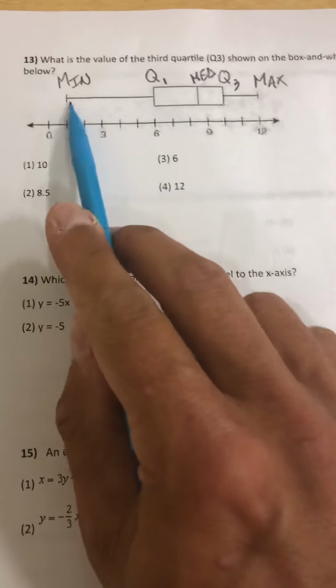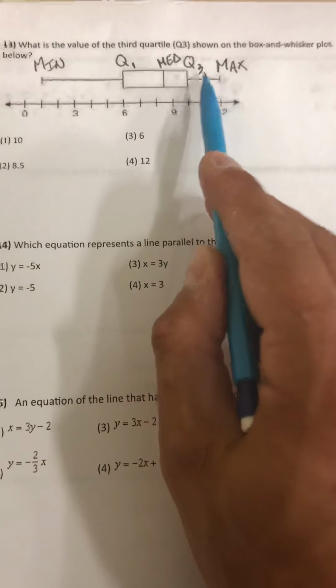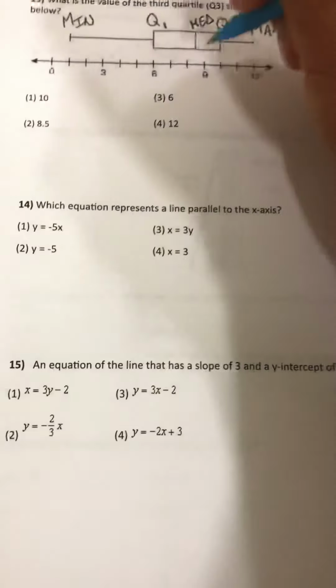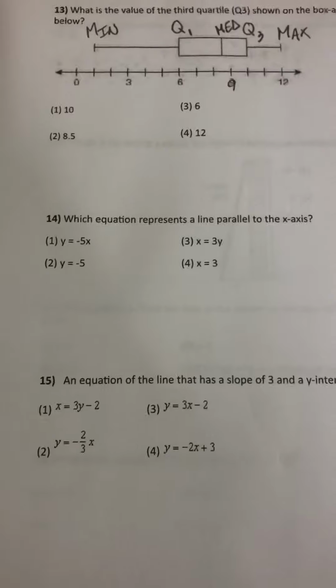This represents 25% of the data, 25%, 25%, and 25%. So you're going to have to approximate the value for Q3. Just so we know, this is the number 9. So you're going to select your answer.